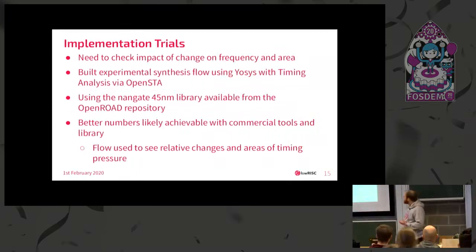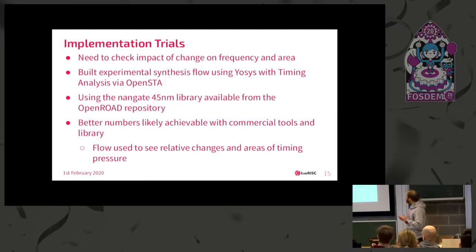But there's other things we need to consider. That's the implementation, so the physical impact of these changes. We're going to add some logic, so that's going to add some area. It's also going to alter the timing, so what frequency we can run the processor core at. So I built an experimental synthesis flow using Yosys, an open source synthesis tool, if you're not familiar with it. And I did timing analysis with OpenSTA. I pulled the 45 nanometer NAND gate library that you can get out of the OpenROAD repository, and I used this to generate some implementation numbers.